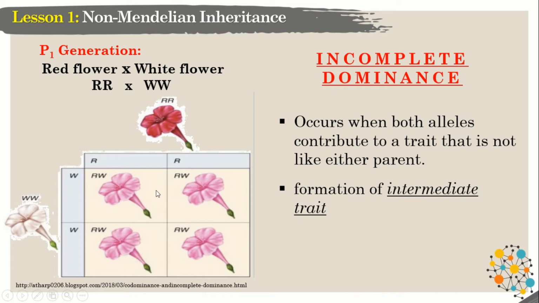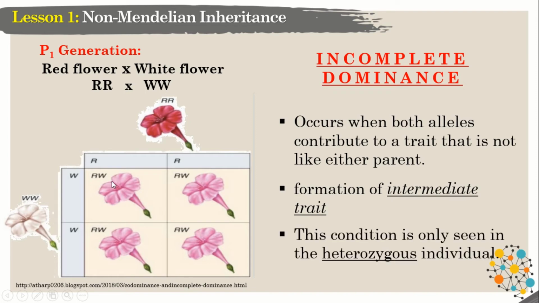So, what happened to these genes? They simply blend with one another because the distribution of the genes is equal. There is no more, there is no less. So, they only blend with one another. That's why we were able to produce a new trait or intermediate trait. So, that is incomplete dominance.